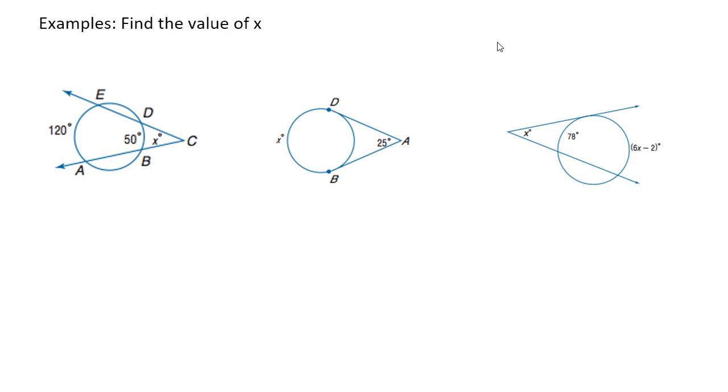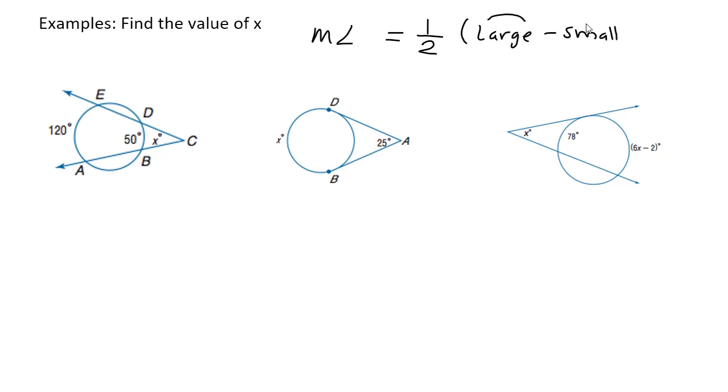So here I have a few examples. I need to go ahead and find the value of x. First thing to notice, all of the lines intersect in the exterior of the circle. So here we have 2 secants, here we have 2 tangents, here we have a tangent and a secant line. So we're going to be applying the theorem, okay, where we're going to have that the measure of the angle, whatever that might be, is going to be equal to 1/2 the positive difference of the large arc minus the small arc.